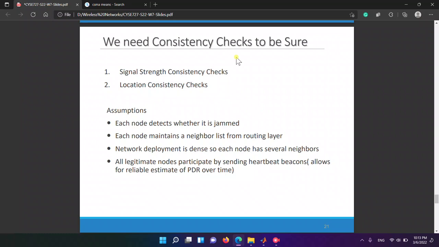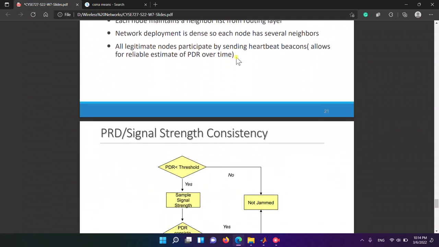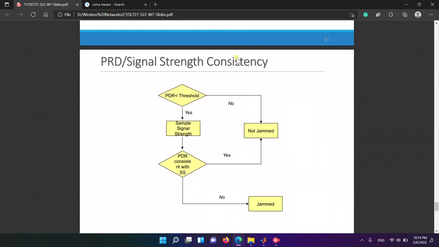Signal strength consistency checks, and we have location consistency checks. First of all, we assume that each node detects whether it's jammed, and each node maintains a neighbor list from the routing layer. Network deployment is dense, so each node has several neighbors. All legitimate nodes participate by sending heartbeat beacons, which allows for a reliable estimate of PDR over time.